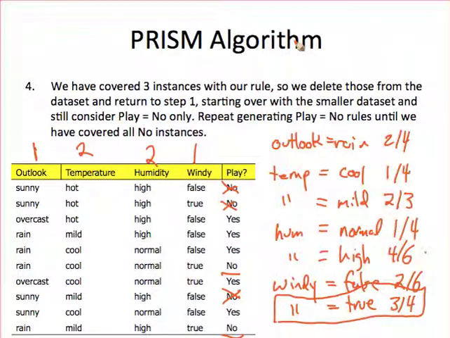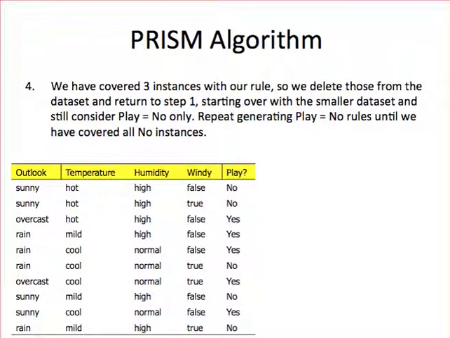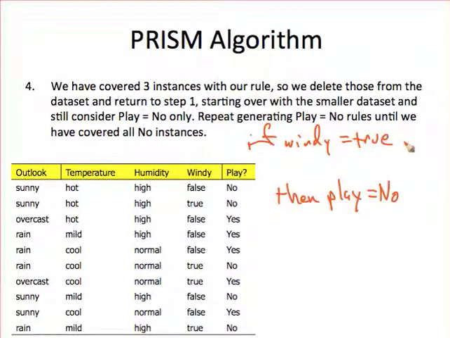So what we're doing is we're following through with the PRISM algorithm, and we got to the point where we have a rule that, that's a horrible mark, isn't it? If windy is equal to true, then play is equal to no. But that's not 100% accurate, so now we have to go through the whole rigmarole again, and now we have to find another antecedent. So if windy is equal to true and another feature is equal to a value, then play is equal to no.